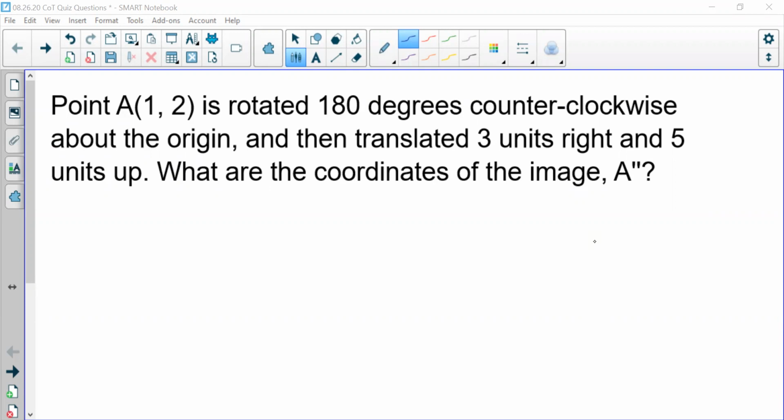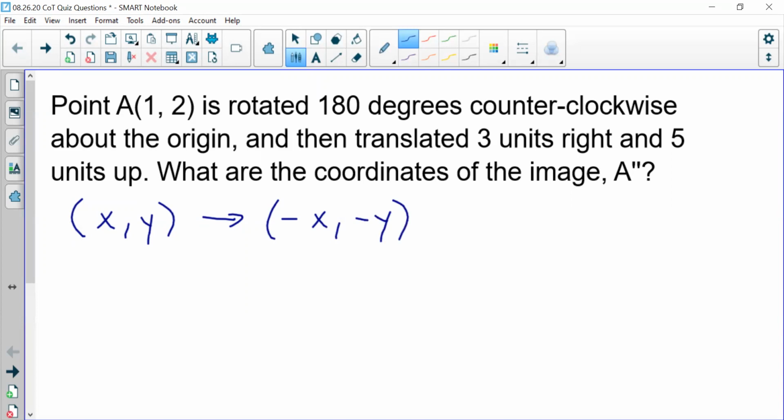Okay. So our first question said point A (1, 2) is rotated 180 degrees counterclockwise about the origin and then translated 3 units right and 5 units up. What are the coordinates of the image A double prime? So what I like to do here is start with the rules. We're always starting off with (x, y), but then we're rotating this 180 degrees. So if we're rotating 180 degrees, (x, y) would go to (negative x, negative y).